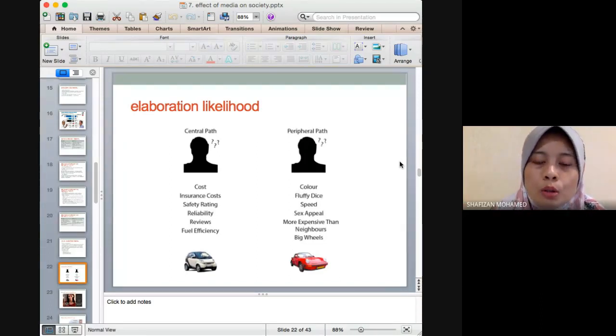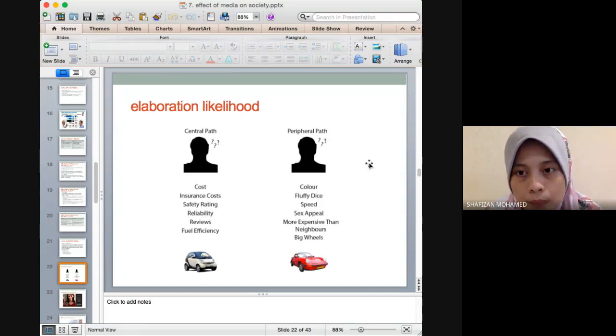So when you want to market this kind of product, how would you communicate about the product? How would you elaborate? You can choose here or here. But most of the time, if it's something like a Ferrari, you will use the peripheral path. Can you follow?